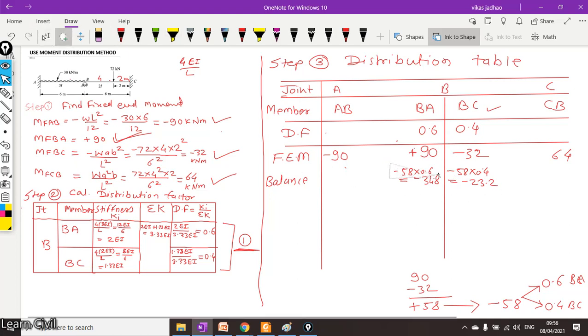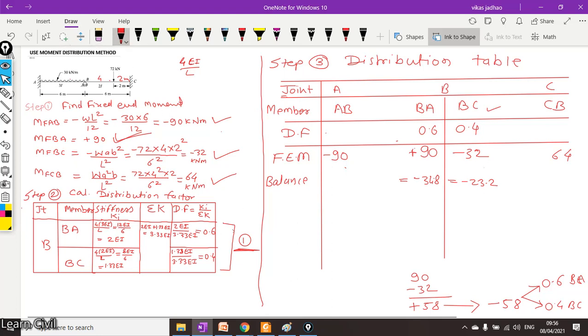There is no need to write down the calculation here. I'll delete this calculation, because at the end we will have to add all the moments and it may create confusion while adding. So we have balanced these moments like this.